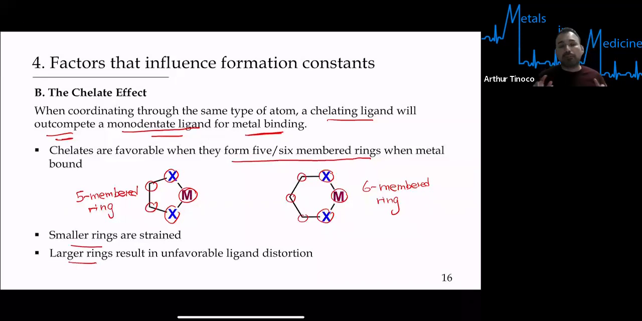When you have ligands that might be able to coordinate and form larger rings, those tend to be quite unfavorable because it often leads to ligand distortion. And so that's going to have quite a bit of penalty in terms of the formation of those complexes.